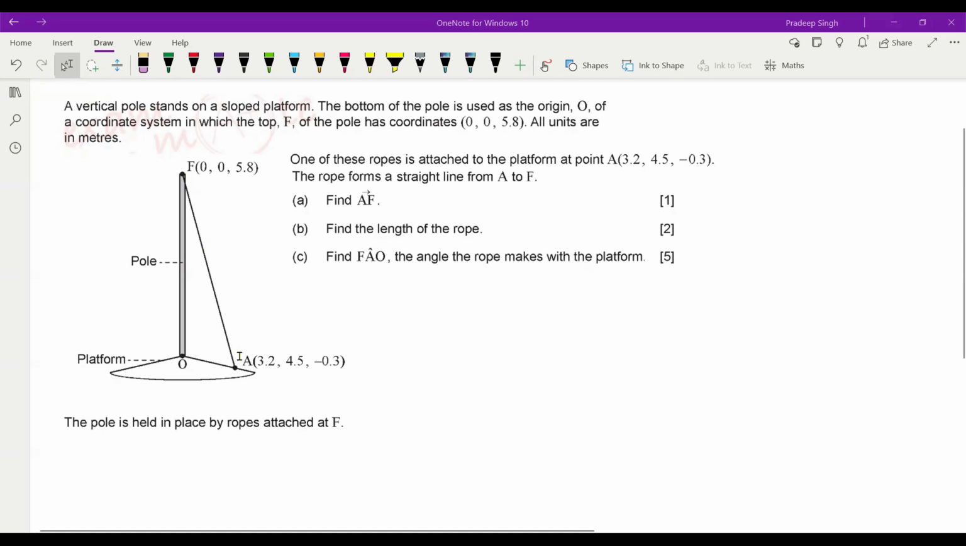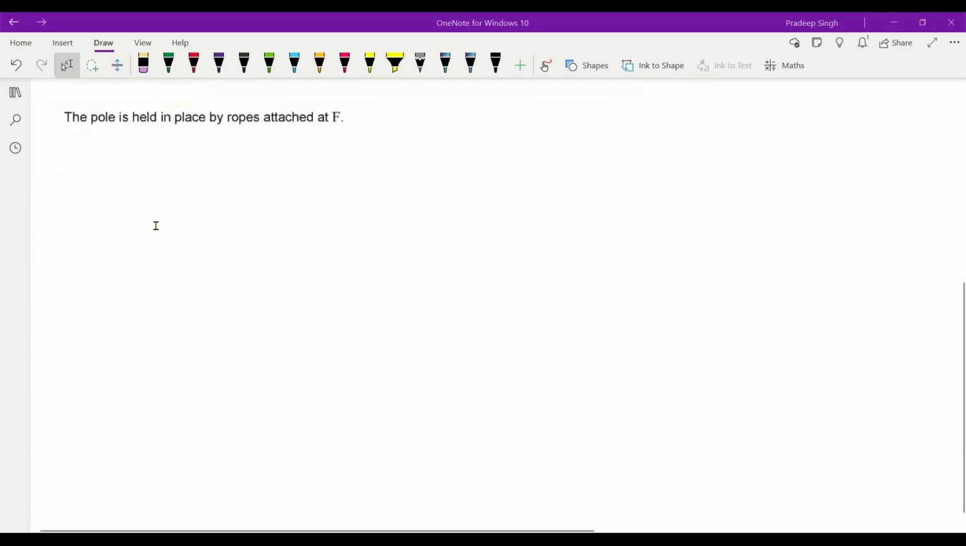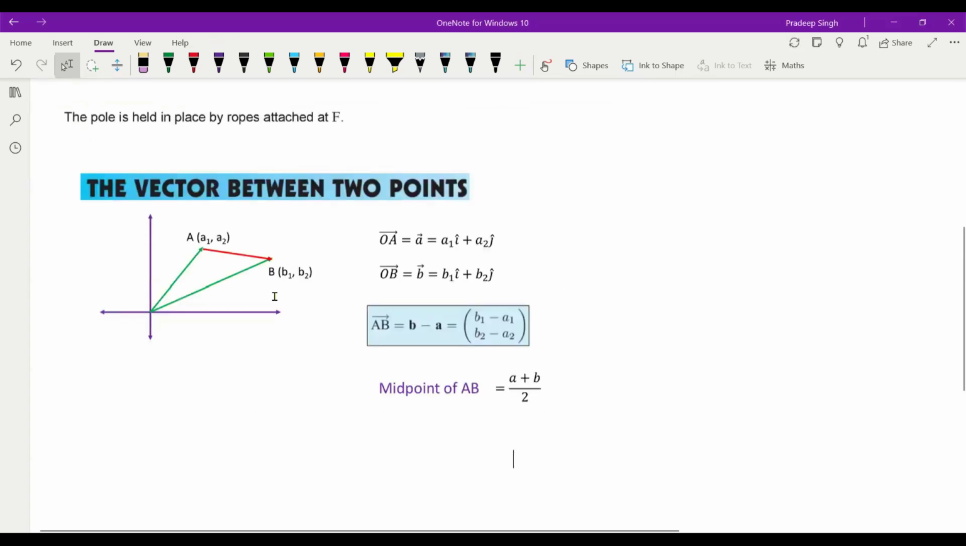AF vector is basically a vector which connects 2 points. So let's revise. How do we find such a vector which connects 2 points? Have a look. Whenever we have two vectors, let's say OA and OB in the vector notation having the i and j components, A and B are 2 points. If you connect A and B with a straight line, and we are supposed to find AB vector, we do B minus A. So we take the entire OB vector, which is B1 i cap plus B2 j cap. We subtract that with OA vector, which is A1 i cap plus A2 j cap.